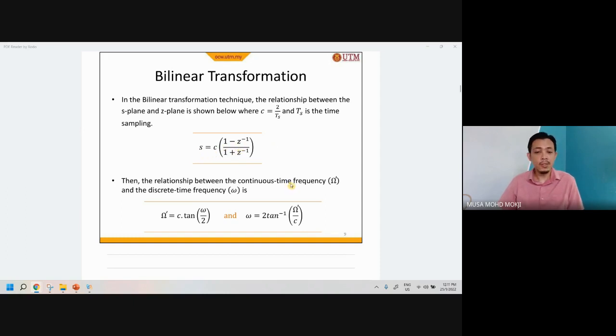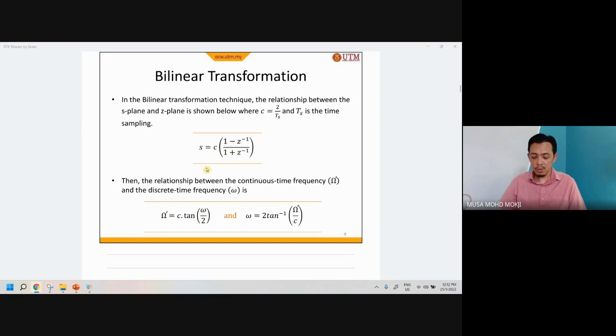How about the relationship between the frequencies? This capital omega is for continuous frequency, continuous time. Actually, capital omega and small omega are both continuous frequency, but capital omega is for continuous time. Small omega is for discrete time. Z is discrete time, S is continuous time. This is where we convert that. This is the relationship between the S plane and Z plane, and this is the relationship between the frequencies.